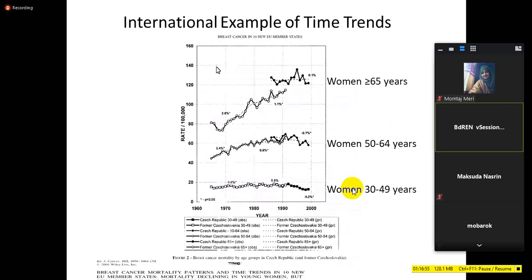It is another graph where we can see the time trend also for breast cancer. So you can see these three graphs are actually made by categorizing by age. In the lower graph, we can see the breast cancer incidence in women who are between 30 to 49 years, the second graph is for the age group of 50 to 64 years, and the third one is for those who are more than 65 years.